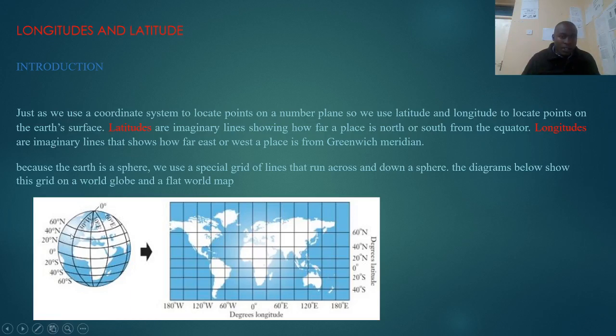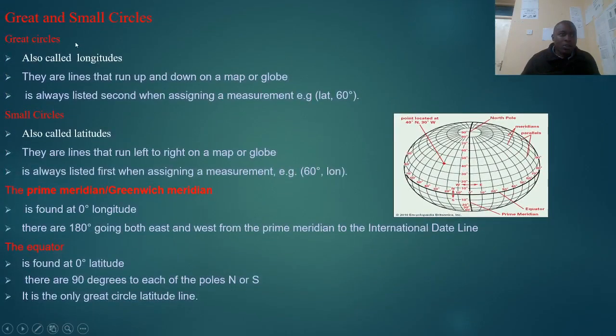Like you can see, this is on a globe, and this is on a flat world map, and this is on a world globe. Now, let's talk about great and small circles.